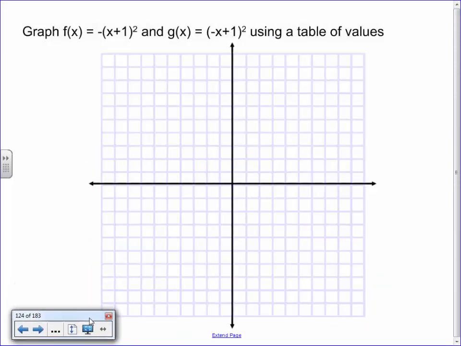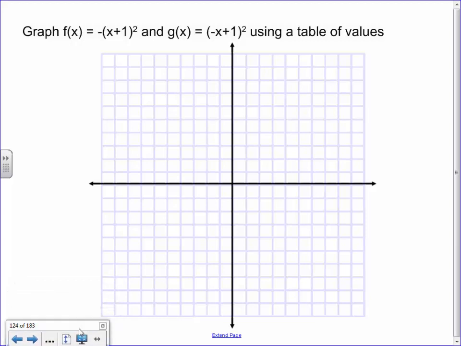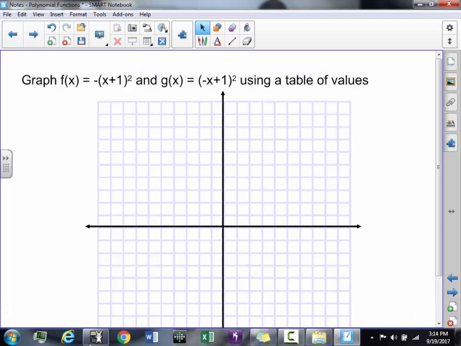Okay, let's try another. Now that I've covered translations moving side to side, I want to try another concept here. I want to take a look at 2 different graphs right here. This one is x plus 1 squared, and one of them has a negative sign in front of the entire thing. And then here's one where I'm going to have a negative sign, but it's only on the x. I want to graph these on a calculator to get a sense of what's happening.